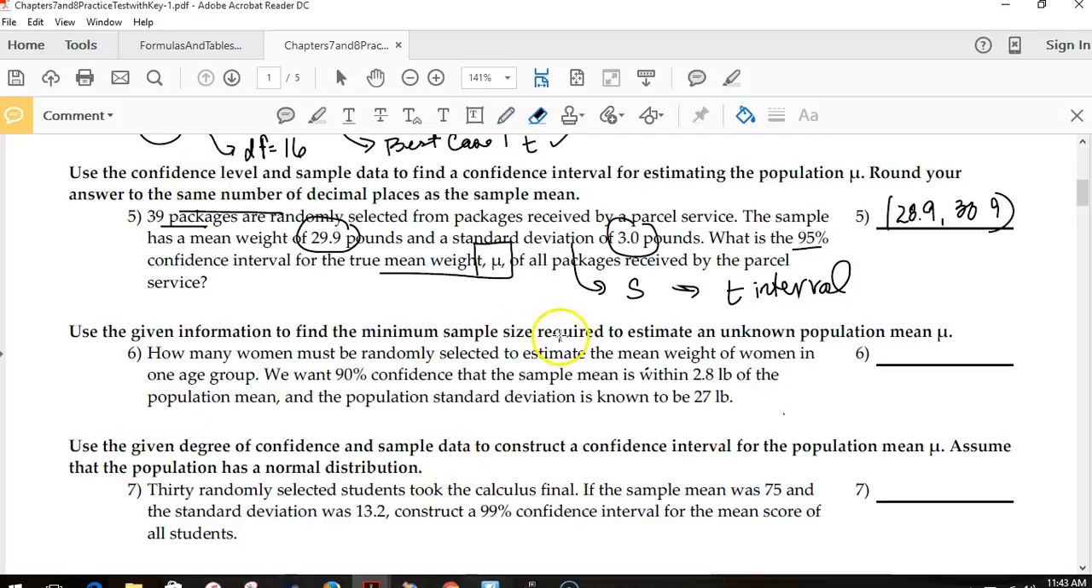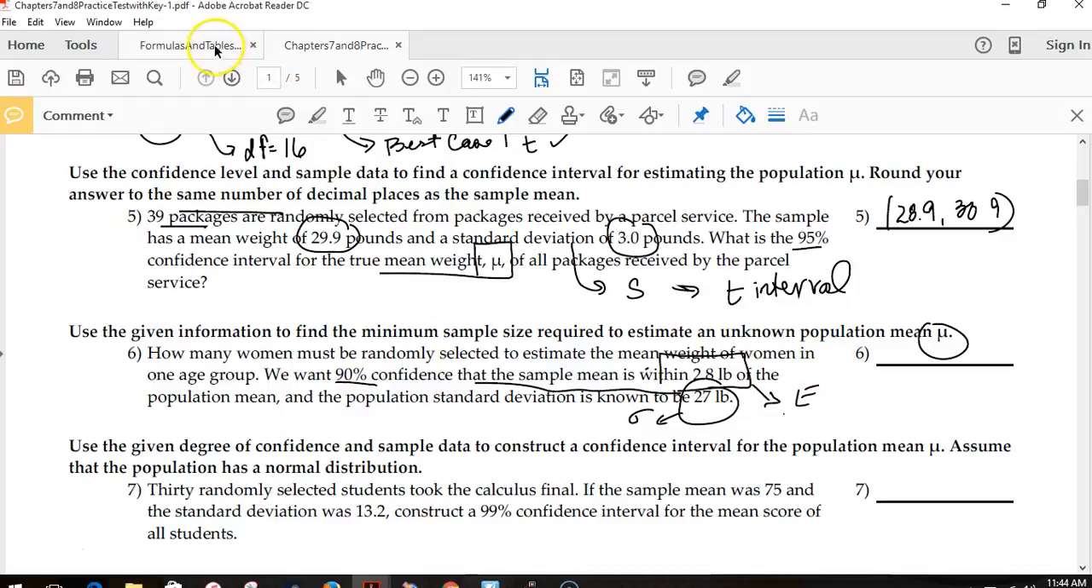Find the minimum sample size needed to estimate an unknown population mean. So we're talking about mu again. We want to know how many people we need to speak to in order to create a 90% confidence interval with a sample mean within 2.8 pounds of the population mean. And the population standard deviation is known to be 27, and so that's sigma. So we're going to be able to use z-scores for this.